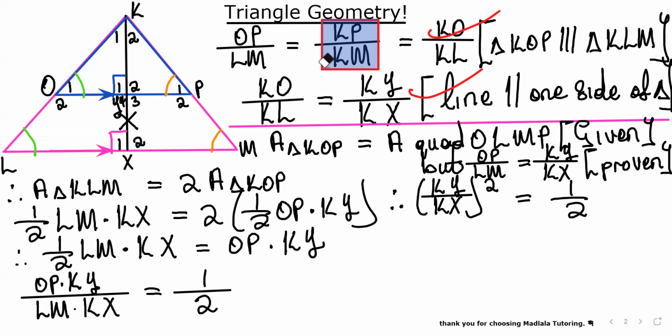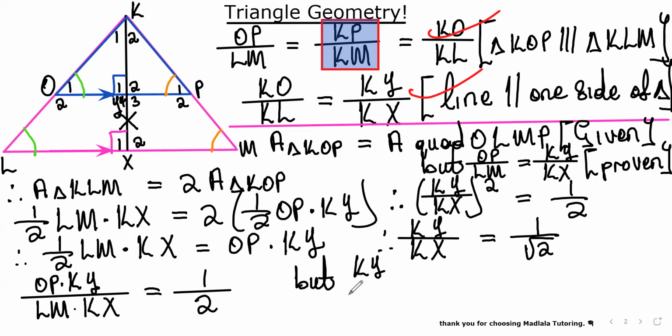Then I find the square root on both sides. So then we find that KY over KX must be equal to 1 over square root 2, because the square root of 1 is 1 and the square root of 2 is square root 2. Then we remember something. What is that?